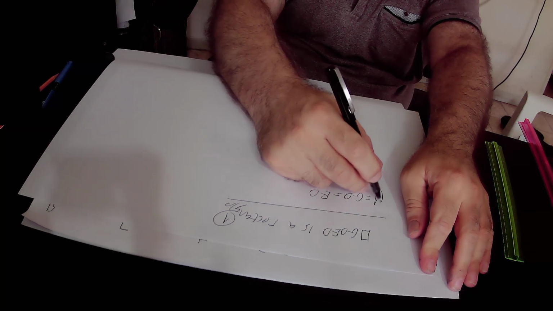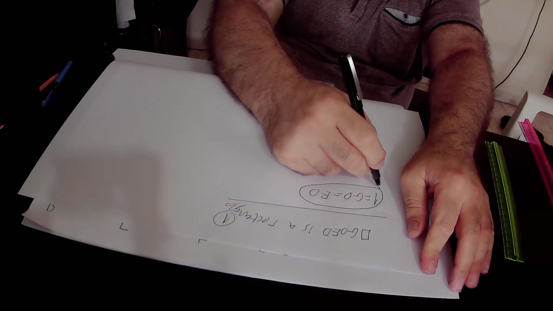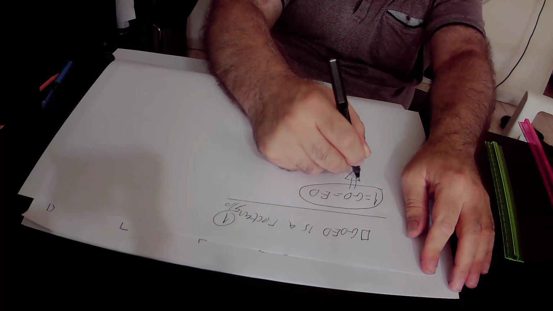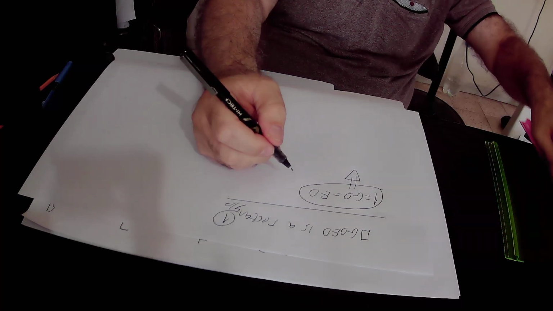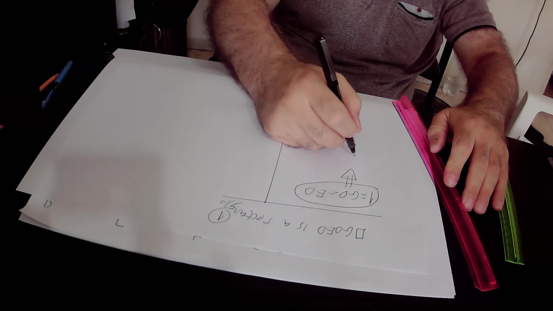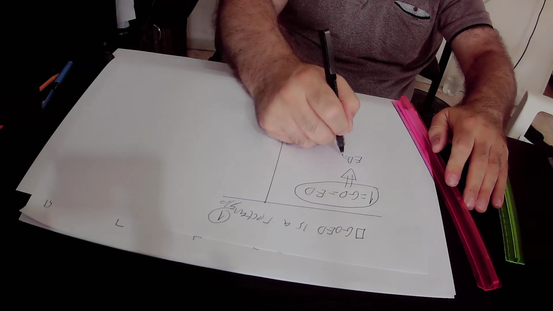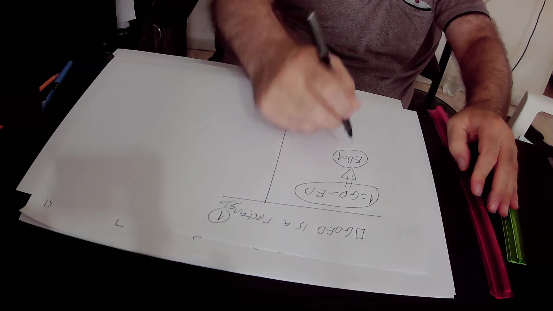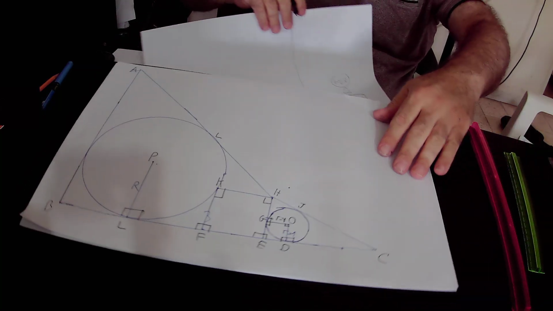And from this equation, 1 equals GO equals ED, we derive that ED is also equal to 1 unit. Here we can write down that ED equals 1 unit.